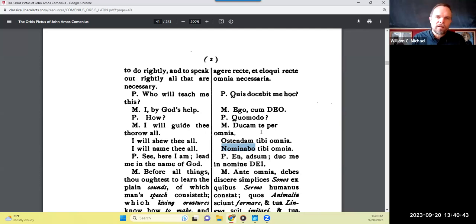So in other words, how am I going to learn this? The boy asks. And the teacher says, I'm going to lead you. I'm going to take you for a tour through the world. That's what we're going to do in this book. I'm going to show you everything, and I'm going to name everything for you. I'm going to show you things and teach you their names. That's the point of this book. It's a vocabulary book. So that's what the Magister says.